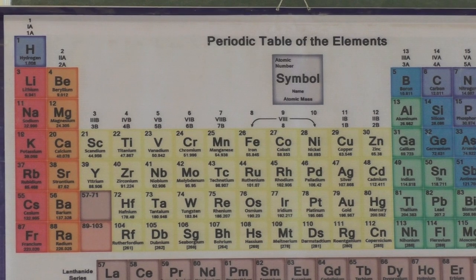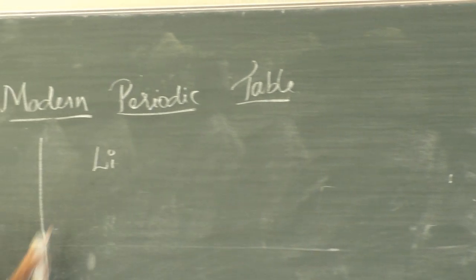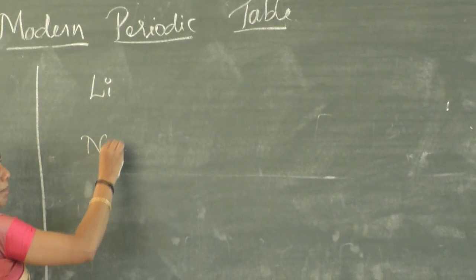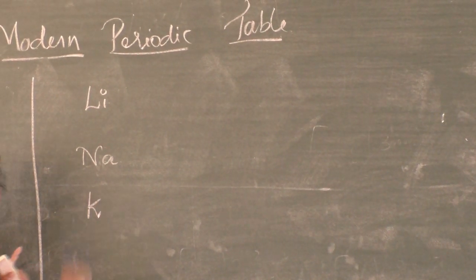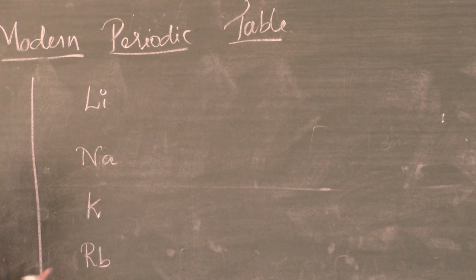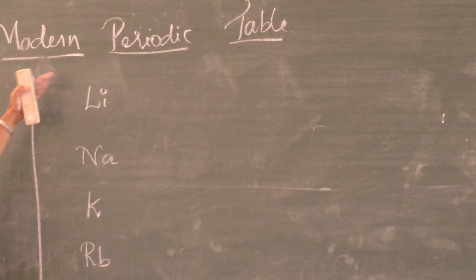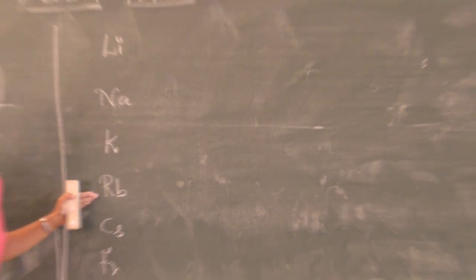See, the first element here is lithium. We know that the atomic number is 3. The next to that is sodium, atomic number 11. Next to that is potassium, atomic number 19. Next to that is rubidium with the atomic number 37. Next to that is cesium with the atomic number 55. The last element, a radioactive element, is francium with the atomic number 87. Okay, I have written here the elements belonging to the first group.